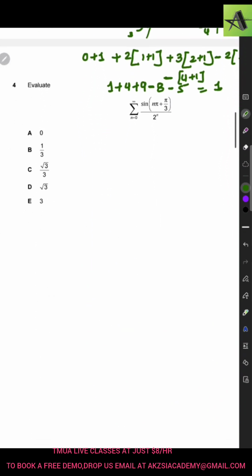Moving on to question number 4. Evaluate the summation of sine of (n pi plus pi by 3) over 2 to the power of n, for n from 0 to infinity. That means from n equals 0 to n equals infinity, we have to sum it up. That's the meaning of it, which means one by one in place of n, first I will substitute 0, then add it, then 1, then add it, then 2, and so on till infinity.